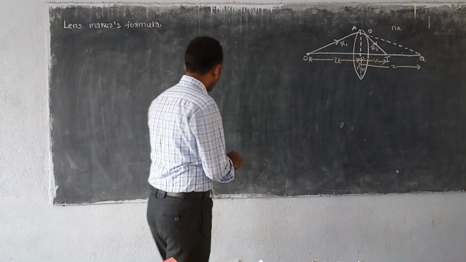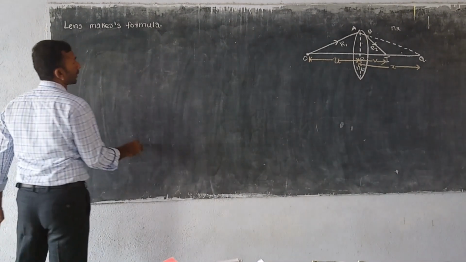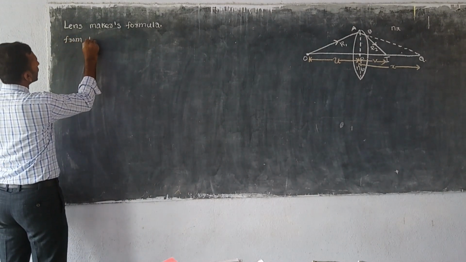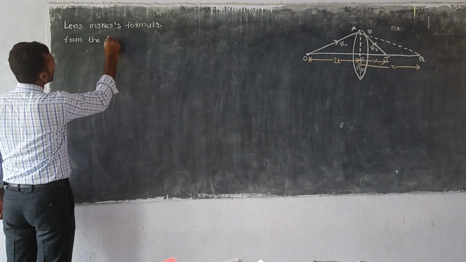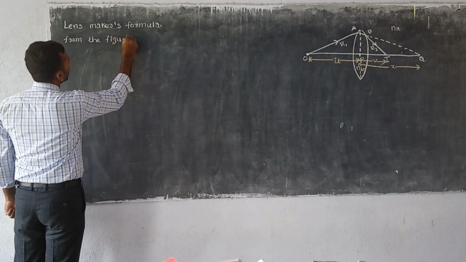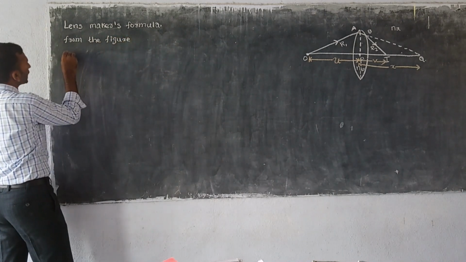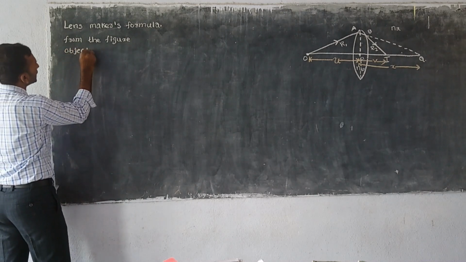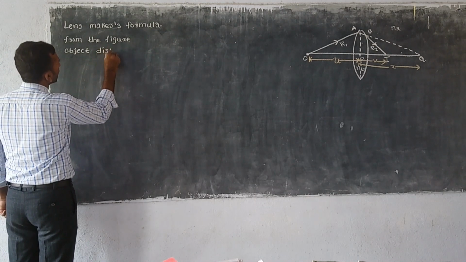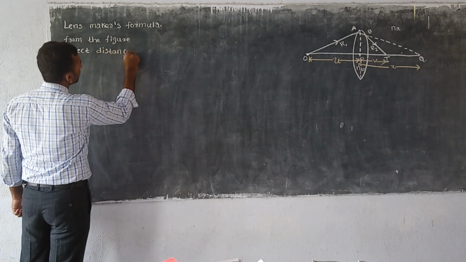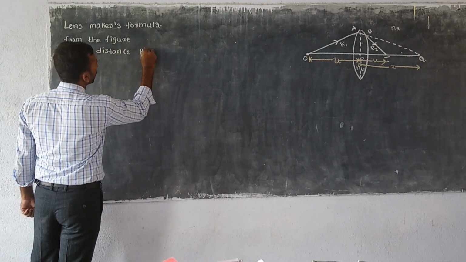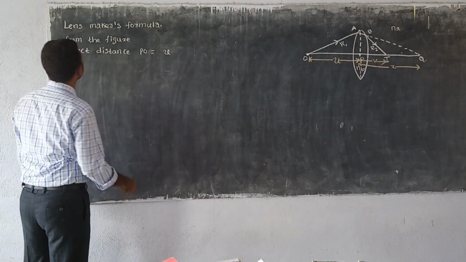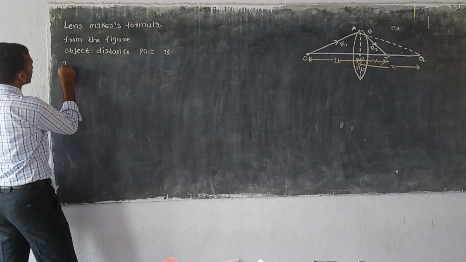Now write the values from the figure. What are the values we can write from the figure? First, the object distance. What is the object distance? PO equals U. And the image distance.